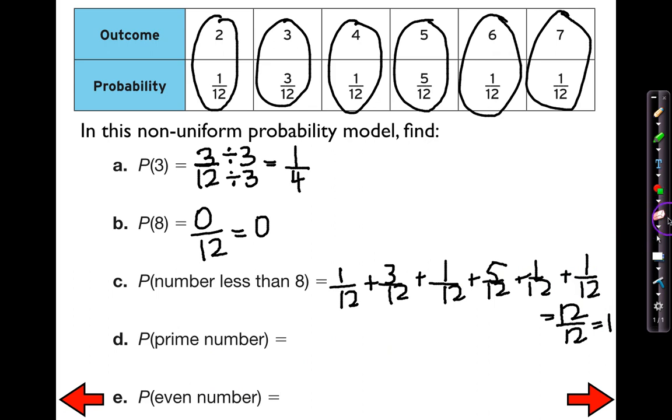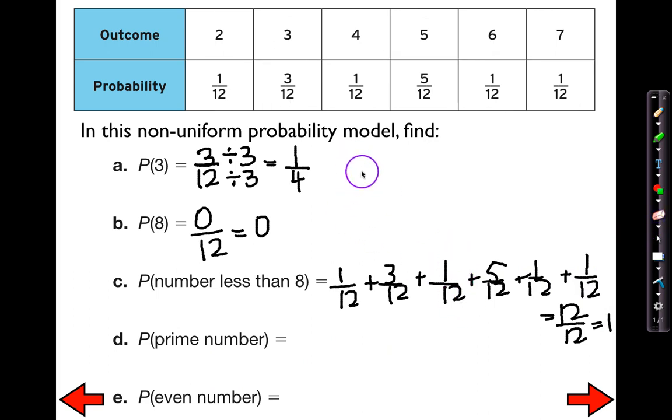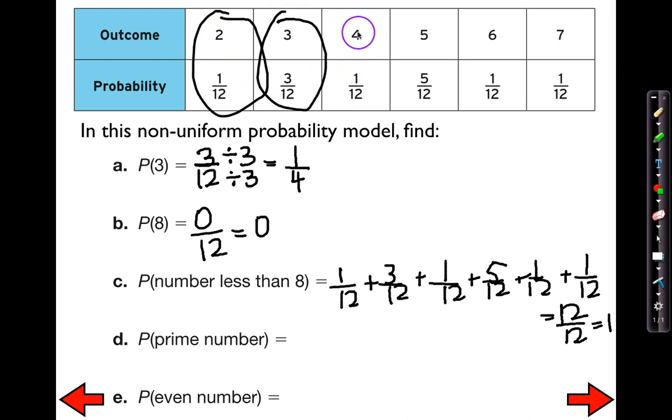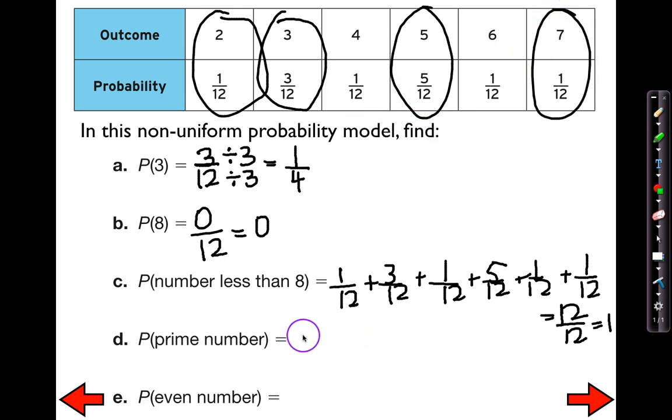Okay, now what about a prime number? Okay, so what is a prime number? A prime number is a number whose only factors will include 1 and itself. So prime numbers would include 2, 3. It wouldn't include 4 because 4 has a factor of 2. 2 and 2 makes 4, so it's not just 1 and 4. 5 is prime, 6 is not prime because you can make 6 by using 2 times 3. And 7 is prime. So for those reasons, I'm going to go ahead and add the different possibilities, which is 1/12 for 2, 3/12 for 3, 5/12 for 5, and then last but not least, 1/12 for 7.